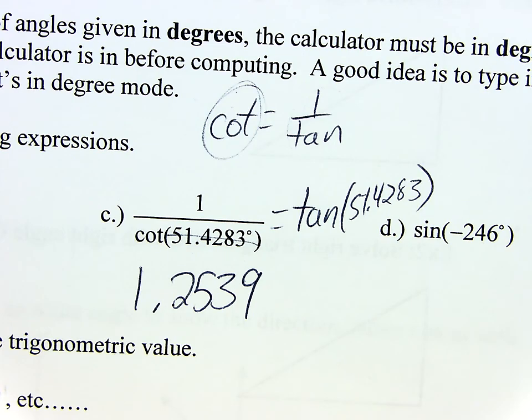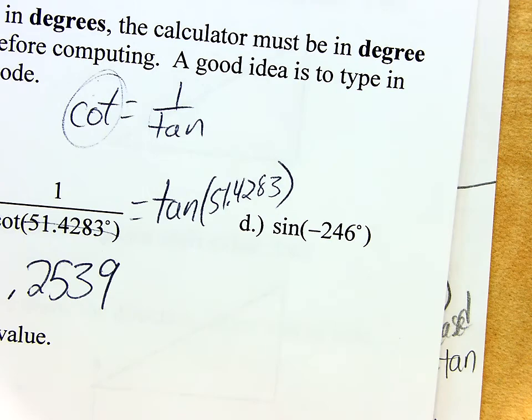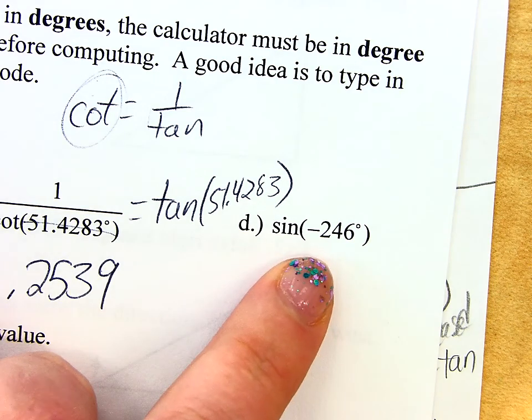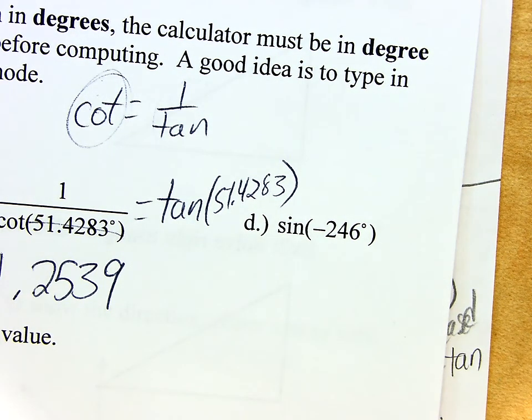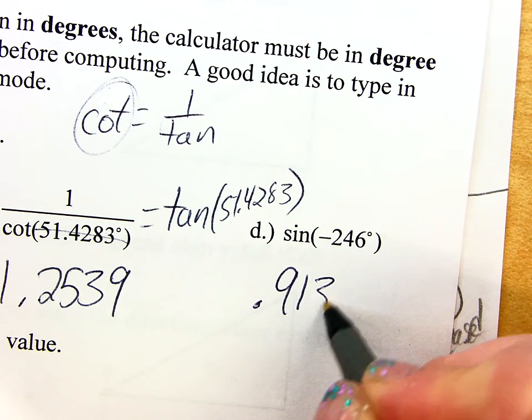Another cool thing about using the calculator is when I hit something like D, I don't have to worry about finding a coterminal angle. You can, but why bother? The calculator can handle negative angles, can handle huge angles. I don't have to spend the time finding the coterminal angle if I don't have to. So I just pop it in as it is. Sine of negative 246. Thank you. 0.9135.